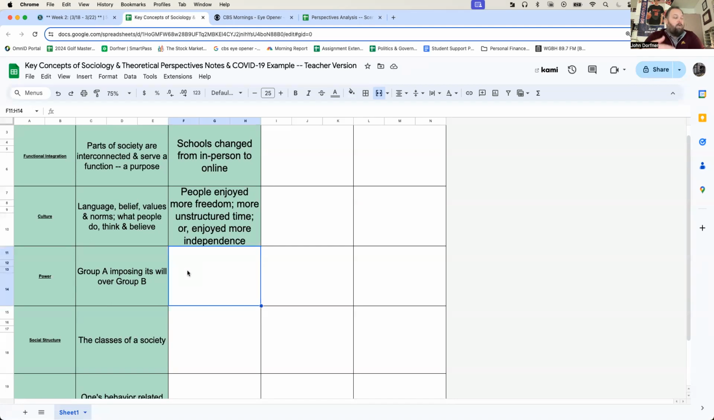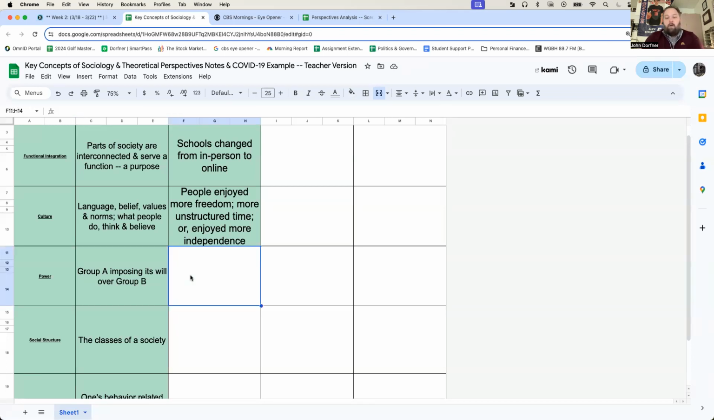Again, the concept of power, the building block of power, is group A imposing its will over group B. Prior to COVID, your parents made you get up in the morning. Your parents made you come to school. When you got to school, you had principals, teachers, paras, custodians, all these adults telling you what to do. You had a schedule to follow. You had 5 minutes to move in between classes. Homework was assigned, it was due at a specific time, and it had to be done. Very clearly, group A were the adults in your life, and very clearly, you were group B.